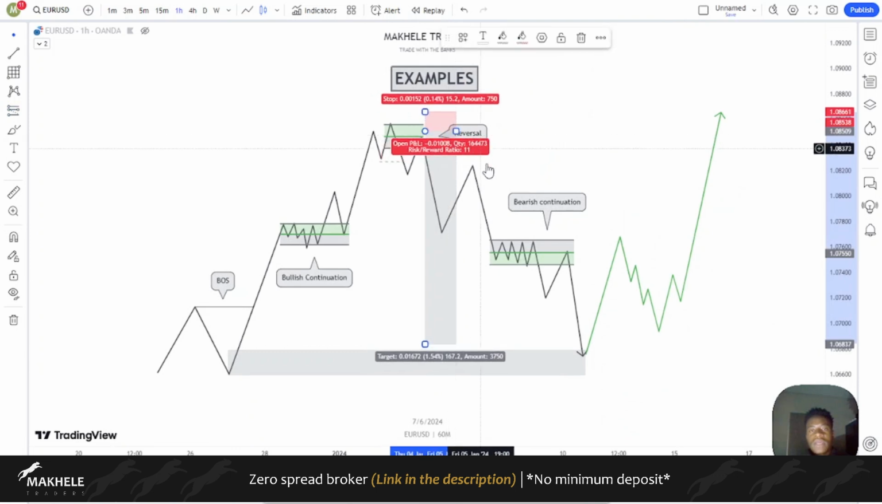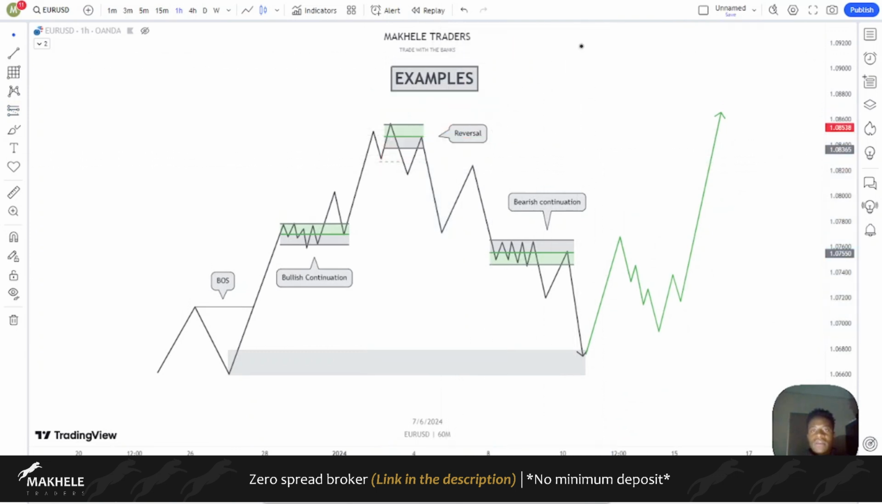That's it for today, guys. Those are the types of demands and supplies that you need to know. Continuations and reversals as well. We have a demand range, we have a supply range, we have a pivot demand, we have a pivot supply. Just rewatch the video if you don't understand or you feel confused.